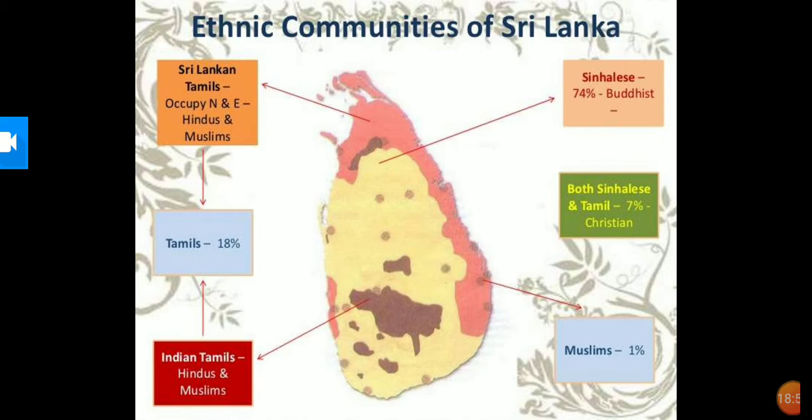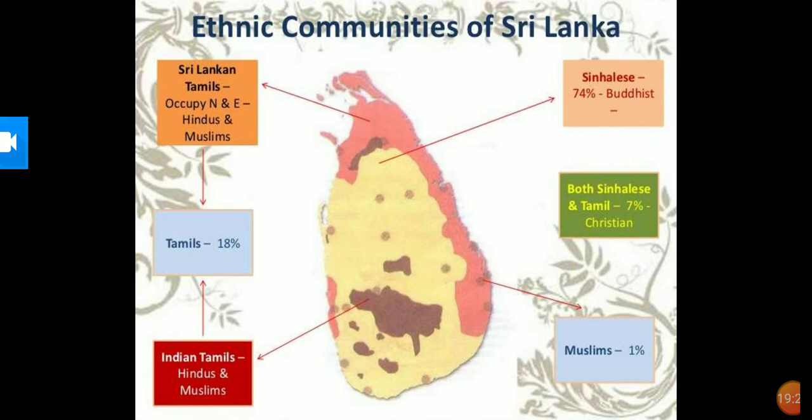And the Tamil speakers are, let us see where are Tamil speakers? Yes, only 18%. Again, among Tamils, there are 2 subgroups. Tamil natives of the country, who are called Sri Lankan Tamils, are only 13%. The rest, whose forefathers came from India as plantation workers during the colonial period, are called Indian Tamils. You can see Indian Tamils, Hindus and Muslims.